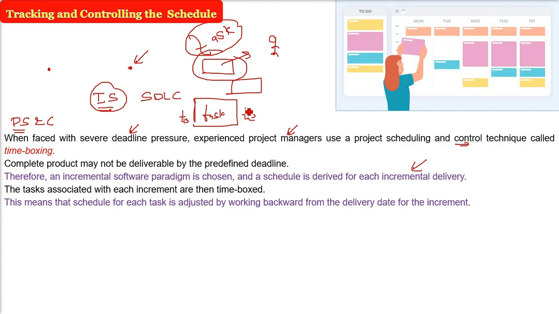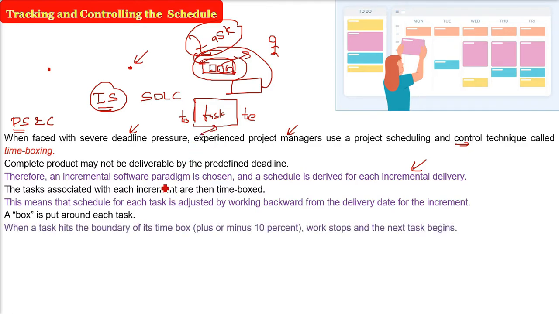This means the tasks associated with each increment have a time box, so that the schedule for each task is adjusted by working backward from the delivery date for the increment. From that delivery date for the increment, you go back and then readjust the task timing accordingly, because this is an incremental type of software paradigm. A box is put around each task.